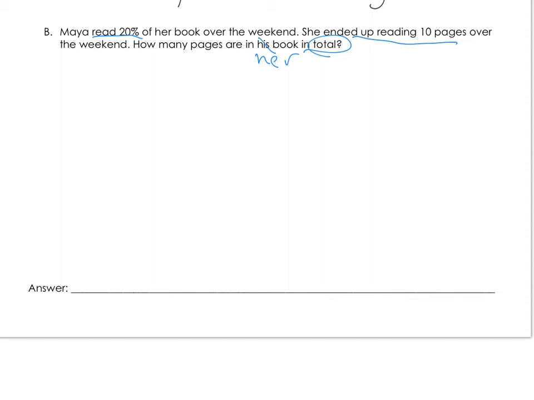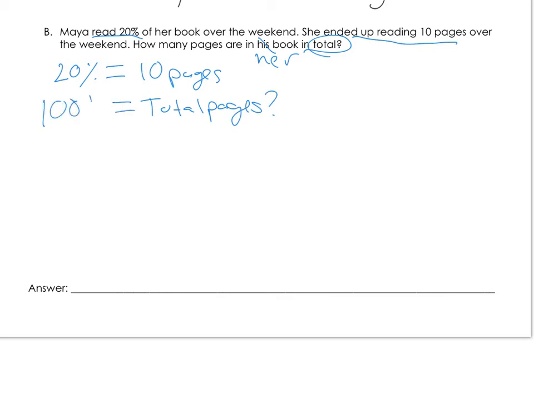Alright, well, what do we know? We know Maya read 20% of a book. And we know that 20% is equivalent to 10 pages. What we're trying to figure out is what's the total number of pages. We don't know the total pages. That's what we're trying to figure out. But we do know that the total number of pages is obviously 100% of the book. So let's use a bar model to help us solve this problem.